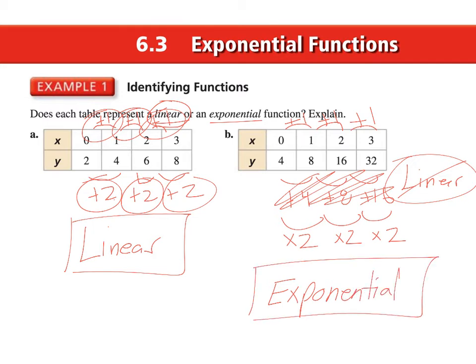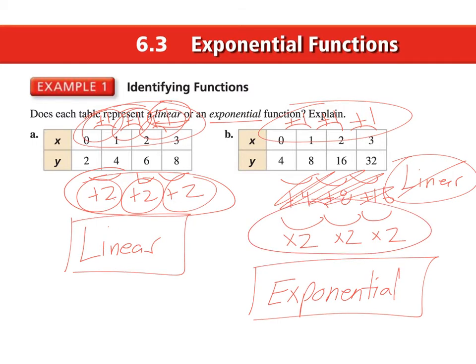For the x values, there's a common difference. That's not as important as the y values. For a linear function, for the y values, there's a common difference. For the y values in an exponential function, there's a common multiple. That's the big idea. Going on to example 2.